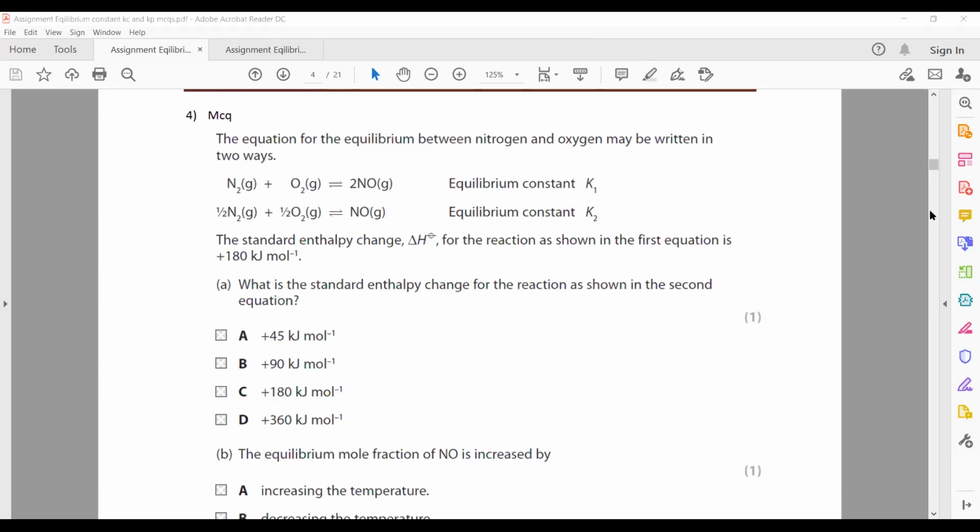The equation for equilibrium between nitrogen and oxygen may be written in 2 ways. The standard enthalpy change, or delta H, for the reaction as shown for the first equation is 180 kilojoule per mole. What is the standard enthalpy change for the reaction shown for the second one? Question 4. What could be the answer? The delta H, enthalpy change.